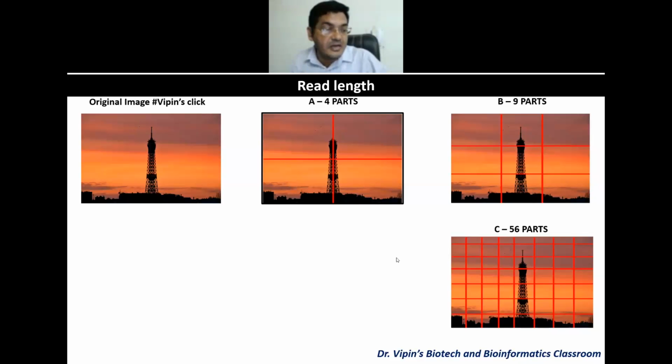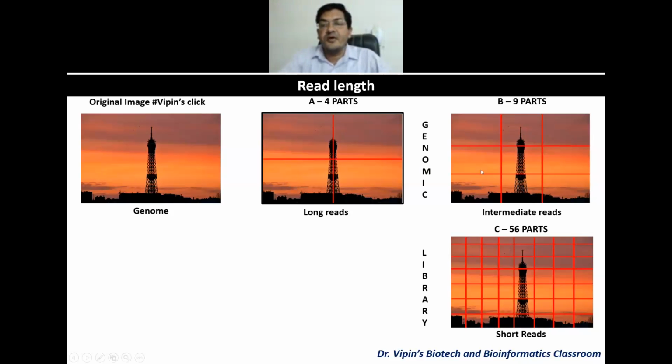The smaller the read length, the more difficult the assembly, the more chances of error, right? So this is basically representing your library. This is a 4-part library. This is a 9-part library. This is a short read library with multiple parts, 56 parts. And then when you assemble back, the shorter the reads, the more the chance of creating an error while assembling, right?